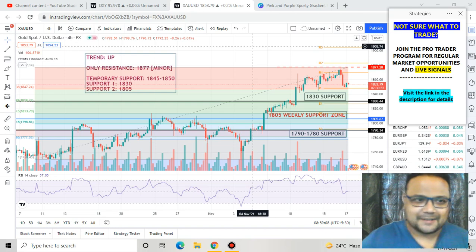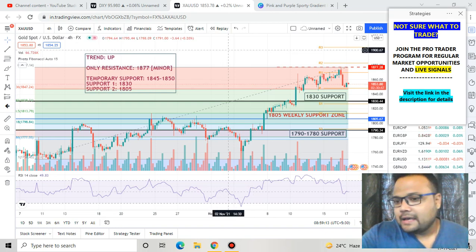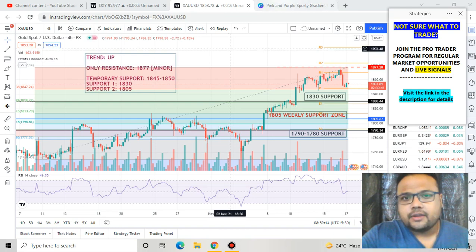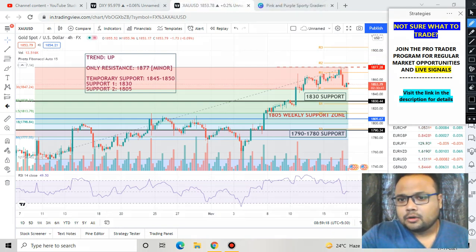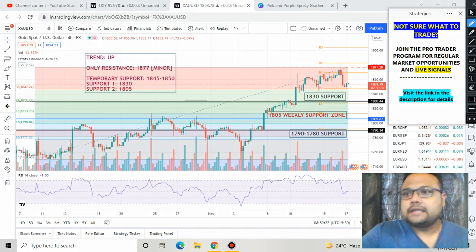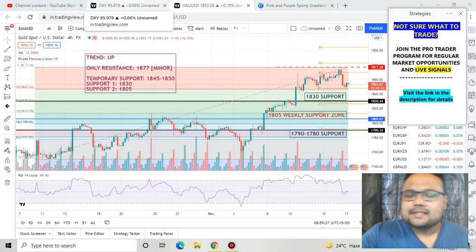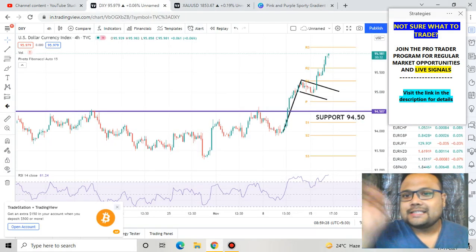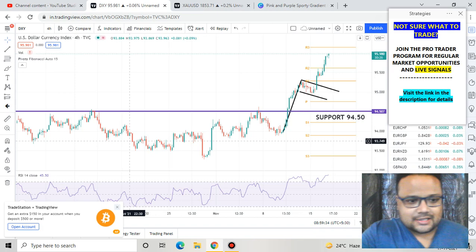So let's get started. This is the 4-hour chart of gold USD in front of us right now. If you have watched my previous video, we were hoping that there would be some movement on gold because we had a news event coming up yesterday. As per the expectation, we had some volatility in the market, and you can see that DXY, the US dollar, became extremely bullish after the retail sales report.